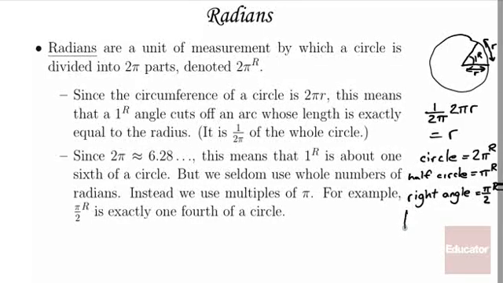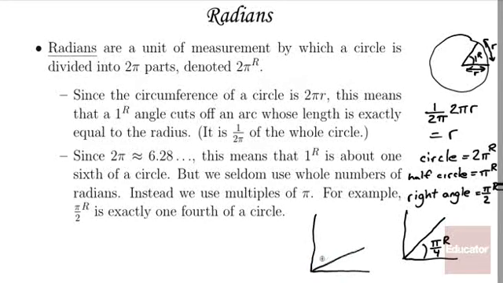If you take a right angle and you cut it in half, so that was a 45-degree angle before, that's pi over 4 radians, because it's half of pi over 2. If you take a right angle and you cut it into 3 equal pieces, so those were 30-degree angles before, in terms of radians, that's pi over 2 divided by 3, so that's pi over 6 radians.